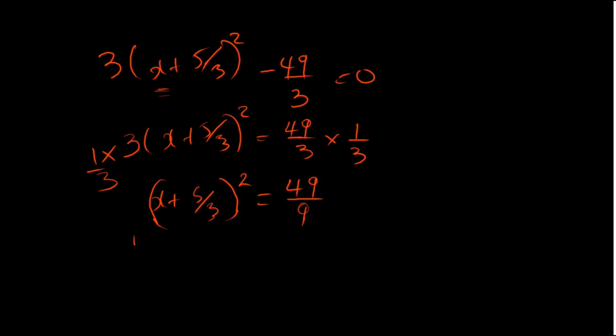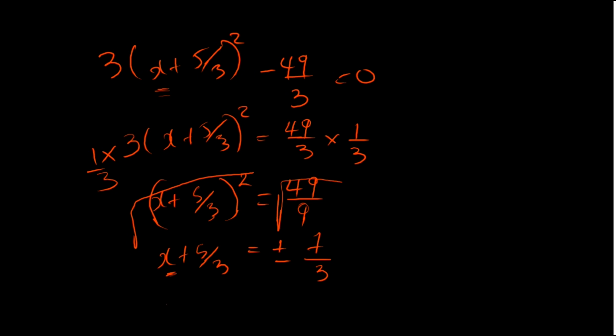Now we want to get rid of the square, so we know that square root cancels square. So we're going to take the square root of both sides. Now we know that whenever we take our square root, we're going to have a plus and minus answer. So the square root of 49 is going to give me 7, and the square root of 9 is 3. And the square root cancels the square, so now we're left with x plus 5 over 3. So now we're left to find x still being bothered by this 5 over 3, so we're going to subtract 5 over 3 from both sides.